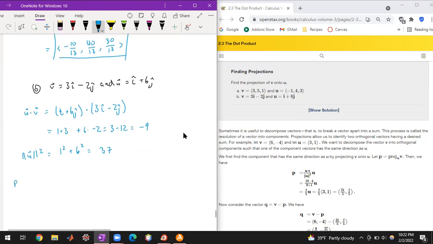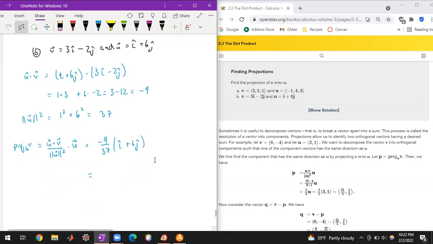Putting it all together, we get that the projection of V onto U, which is equal to U dot V divided by the magnitude of U squared, distributed into our vector U, is equal to -9 over 37, right? There's our coefficient, times i plus 6j. Putting it all together, we get -9 over 37 i minus 54 over 37 j.